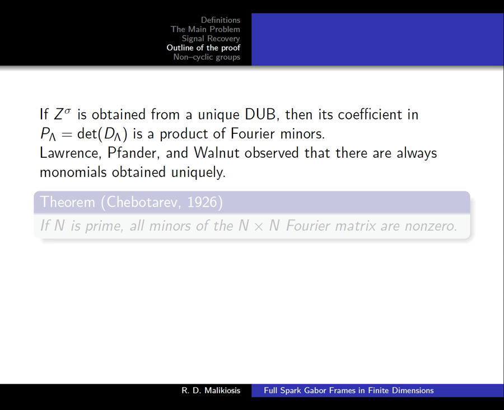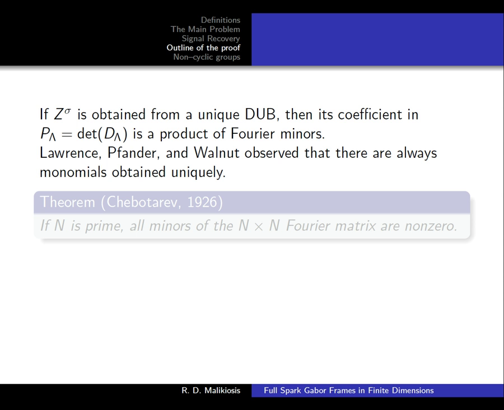So this was the technique of Lawrence, Pfander, and Walnut in the prime dimensions. They had some very nice combinatorial argument that there are always such monomials obtained in a unique way, in this terminology, from a unique diagonal union of blocks. In particular, what they showed is the following. If you arrange your variables in a lexicographical order, Z0, Z1 up to Zn minus 1, then the monomial that appears first in this lexicographical order appears uniquely.